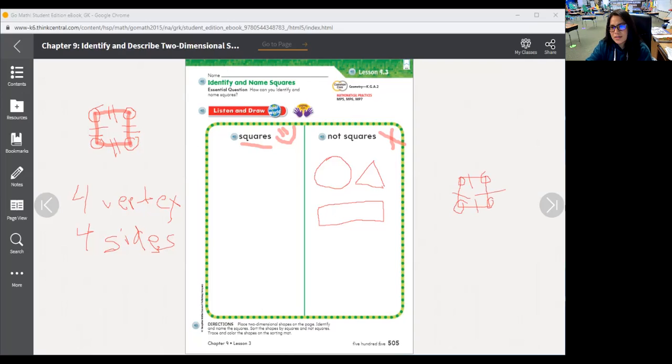What else? The sides are the same. That's right. Good job. All right, so that is a square. So everybody should have that. Okay? Everybody should have that.